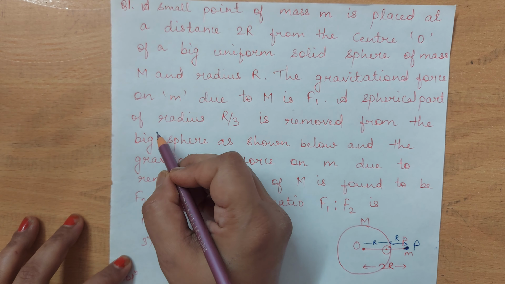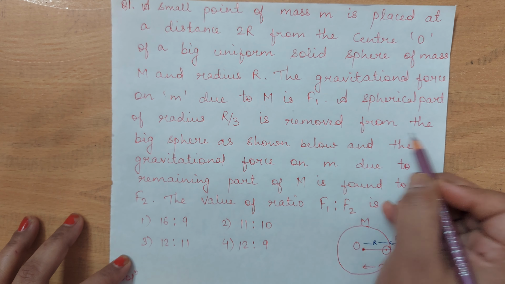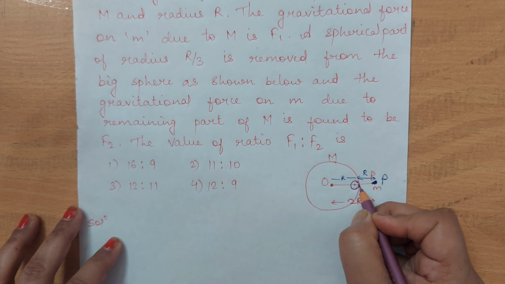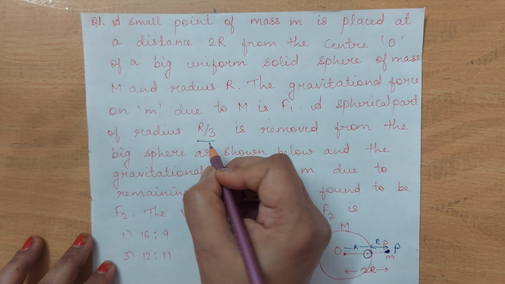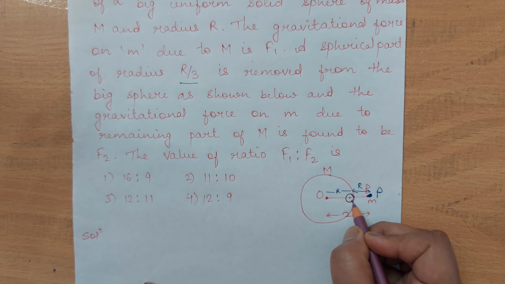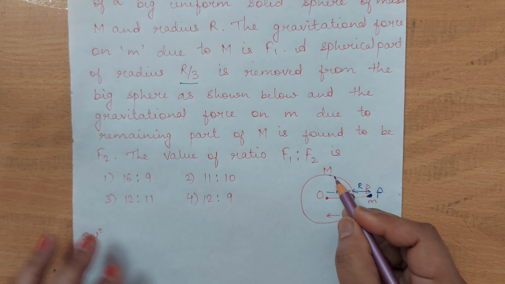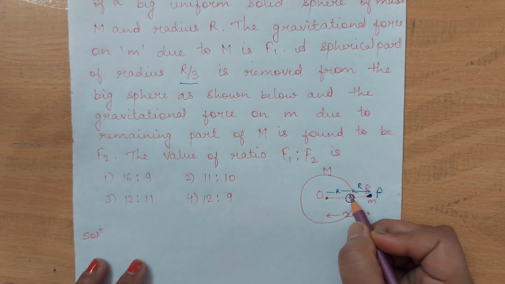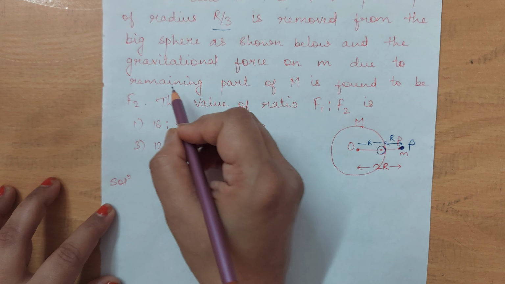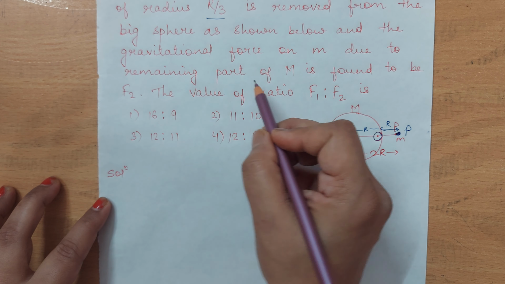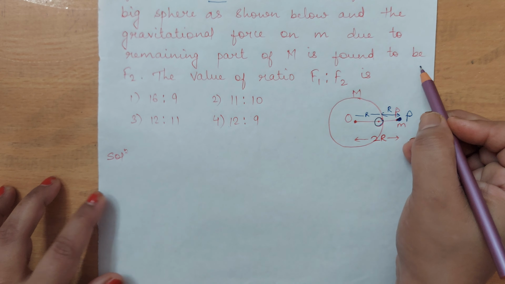A spherical part of radius r by 3 is removed from the big sphere as shown below. You can see in this figure a smaller spherical part whose radius is r by 3. This is given in this question. This small spherical part is removed from the big sphere of mass M. So we can say that this small spherical part will act as a cavity. Next, the gravitational force on small m due to remaining part of capital M is found to be F2.